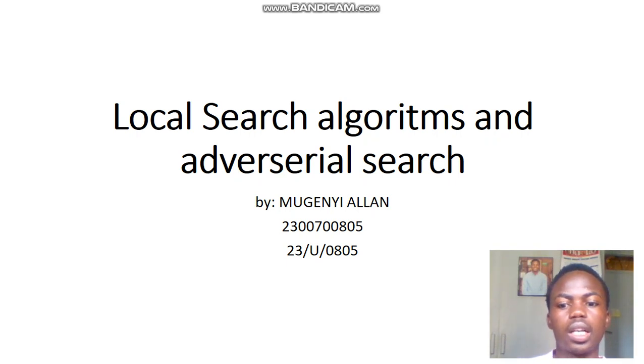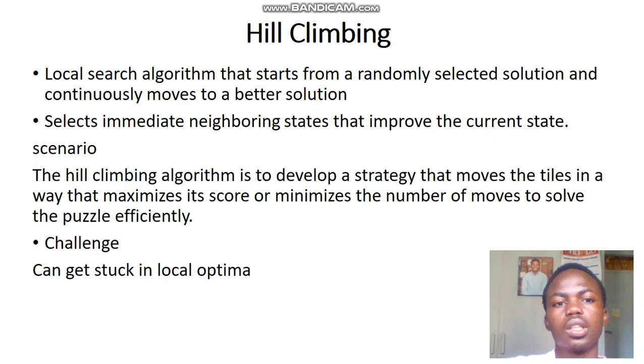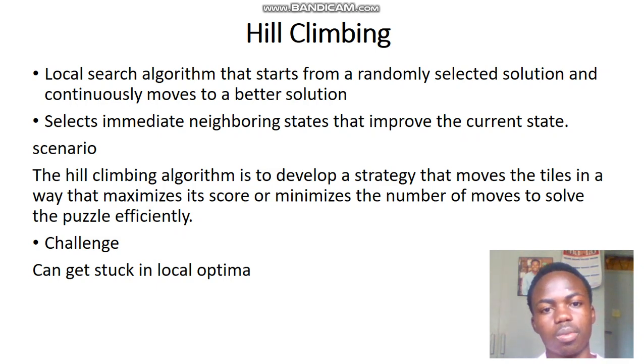Hello, Alan Mgeni here, going through local search algorithms and adversarial search. Begin with hill climbing, a local search algorithm that starts from a randomly selected solution and continuously moves to a better solution. Here, we look at visiting the neighboring states to find out the best possible solution.